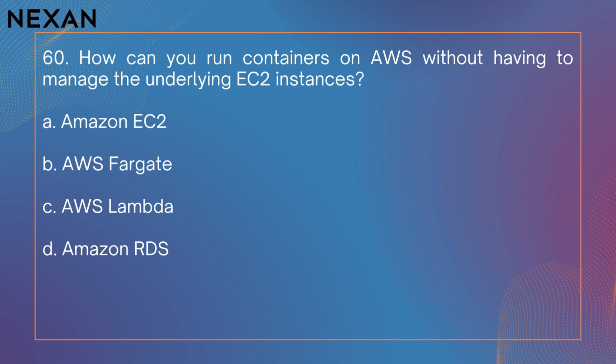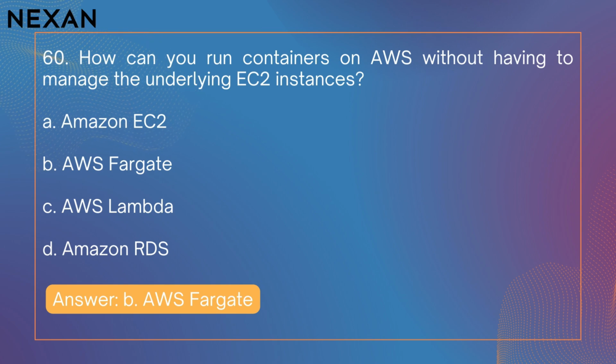60. How can you run containers on AWS without having to manage the underlying EC2 instances? A. Amazon EC2. B. AWS Fargate. C. AWS Lambda. D. Amazon RDS. Answer: B. AWS Fargate.